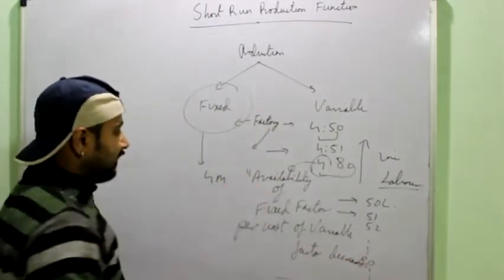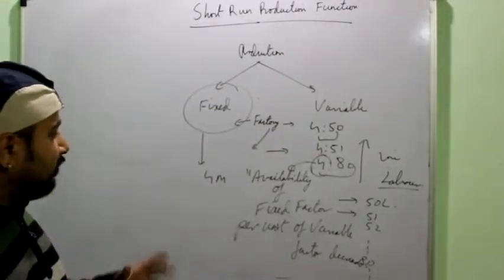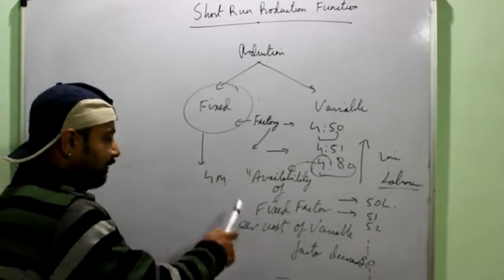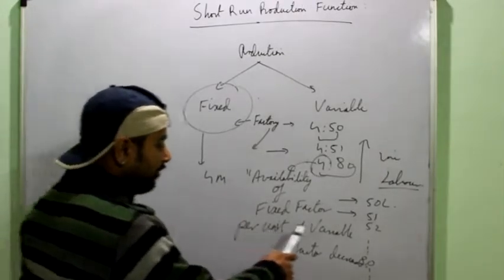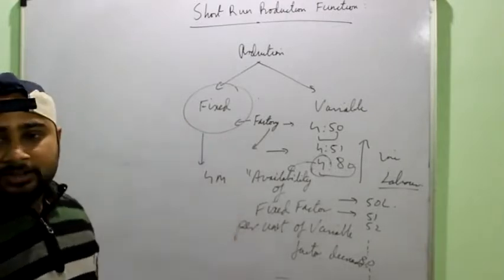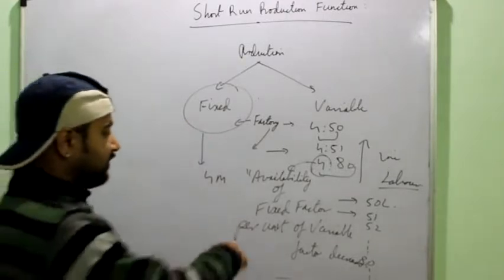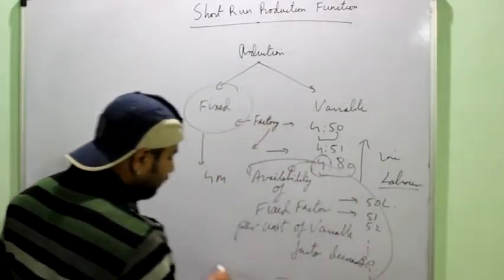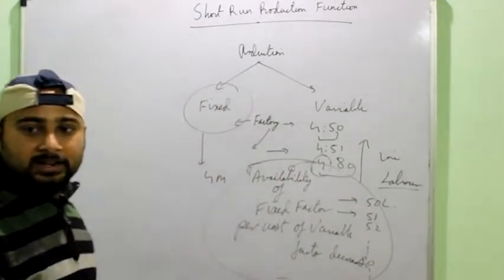See, whenever I write a particular line on the board, I always tell you that there is some reason behind writing it. Availability of the fixed factor per unit of the variable factor decreases. That is the core of the short-term production function, okay? This is the main thing that we have to study. Because see, what will happen? It will create certain problems, right?